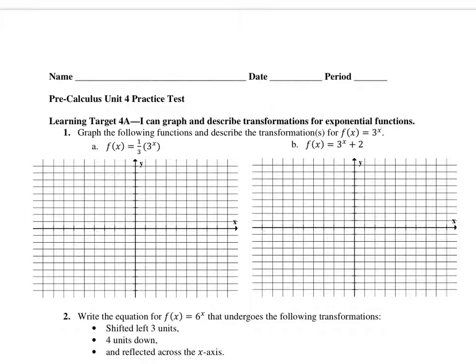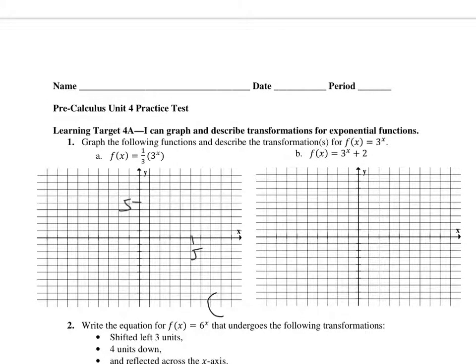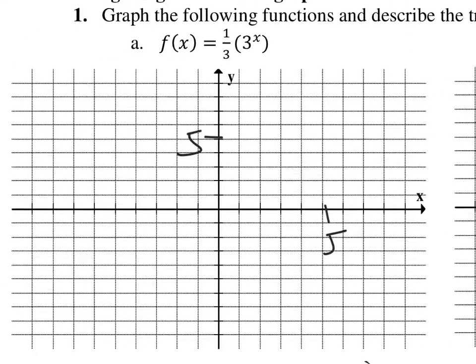So we got 1/3 times 3 to the x. We've got to graph this guy, so we've got to find some points here. We know that 3 to the x normally goes through (0, 1). However, this 1/3 is going to make it go 1/3 of that. All right, that's not going to work so well. Okay, so it's going to be 1/3. That's huge.